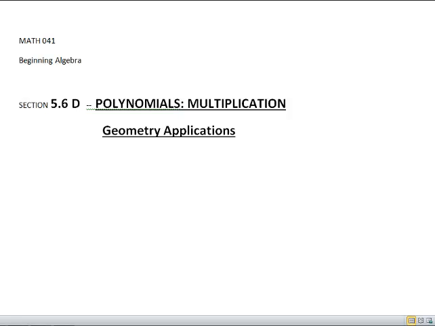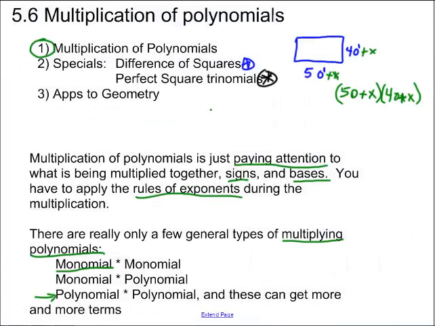Alright, welcome again to section 5.6D, last one. We're going to talk about multiplying polynomials, and we're going to talk about geometry applications, or geometric applications. And this is kind of the reason why we study this.